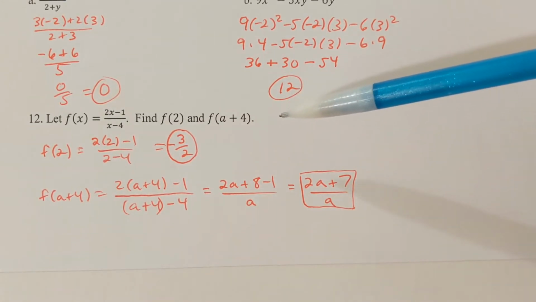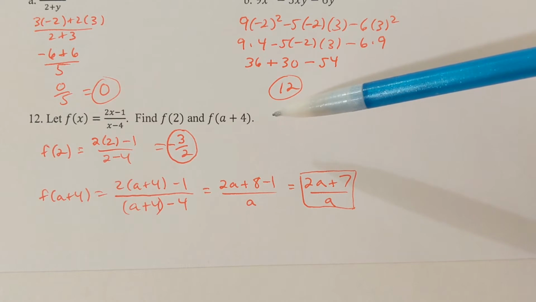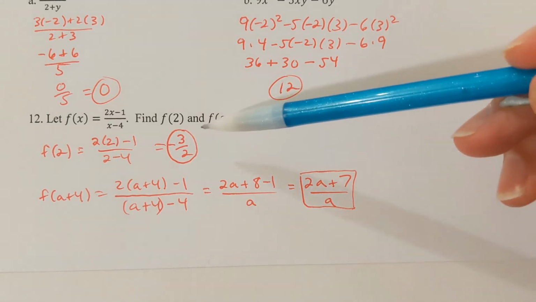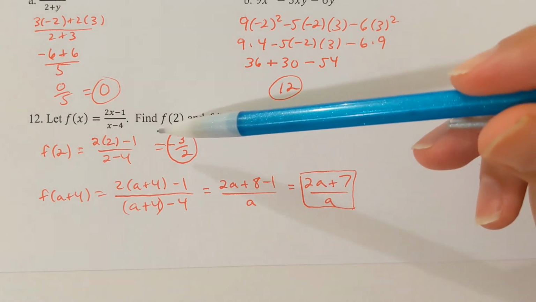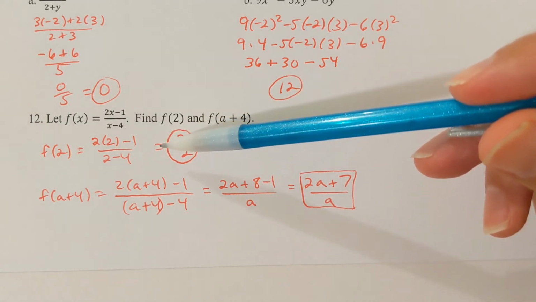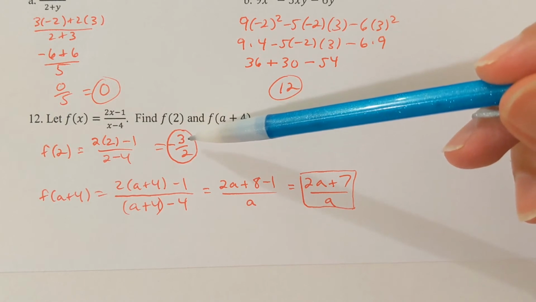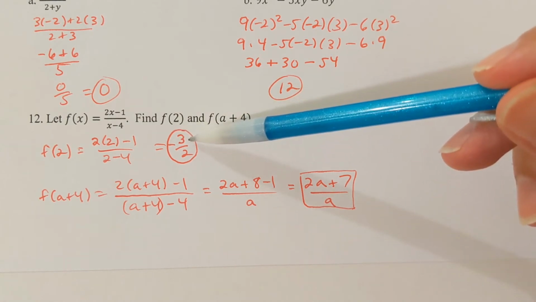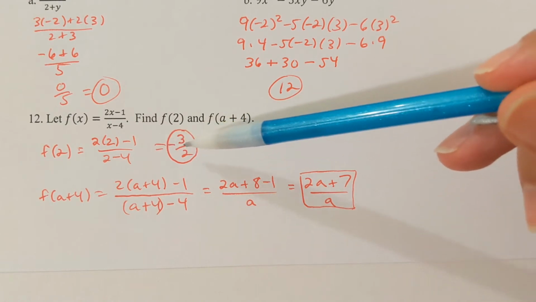Problem 12. f(x) = (2x - 1)/(x - 4). Find f(2) and f(a + 4). Okay, so f(2) means I've got to plug 2 in for x. (2 times 2 - 1)/(2 - 4). 4 minus 1 is 3. 2 minus 4 is -2.